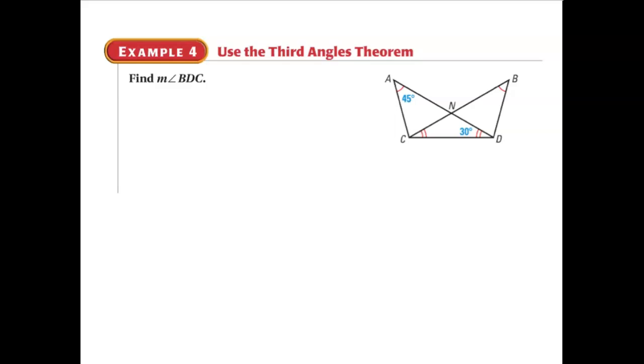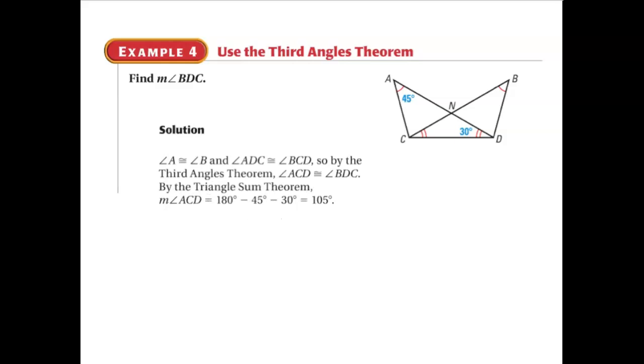So since we have two pairs of angles that are congruent to each other, then by the third angles theorem, we know that angle ACD is congruent to angle BDC. So by the triangle sum theorem, the measure of angle ACD is equal to 180 minus the 45 minus the 30, which is equal to 105. Now, because we know the measure of angle ACD is congruent to the measure of angle BDC, we know that angle BDC must also be 105 degrees. And that's applying the third angles theorem.